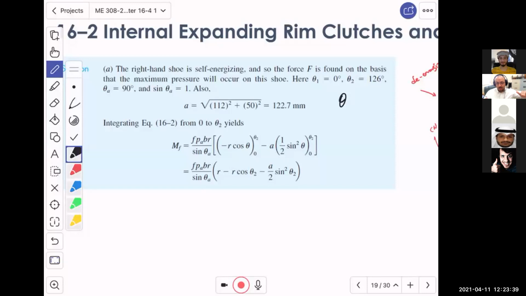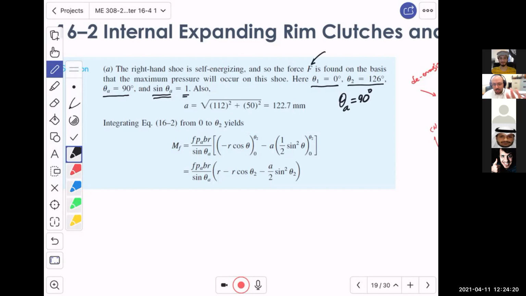So this is a very long shoe, and for that reason, theta A is going to be 90 degrees. So theta 1, based on the coordinate system, is 0. Theta 2 is 126. Theta A is 90. Therefore, sine theta A is going to be equal to 1. Okay? Now, what you should understand is the following. When we design and when we calculate, when we find capacities, we do it to the limit, right? That's why estimating F reasonably must be done.